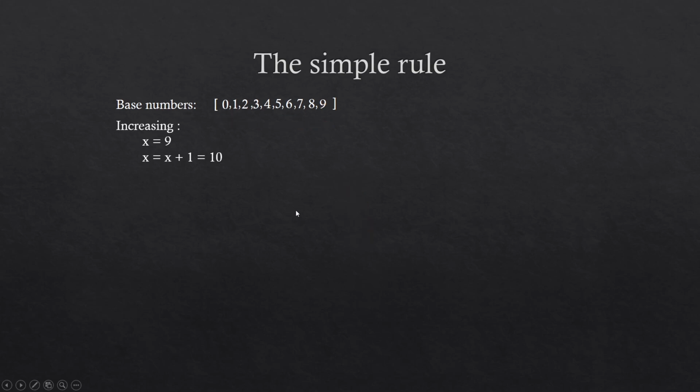Let's see another example. X is equal to 9 plus 5. We know that 9 plus 5 is 14. If we add 5 to 9, the first one here is 0, so 1, 2, 3, 4, 5. Five steps after 9 is 4, and we did another round. That's why we got 14 here.